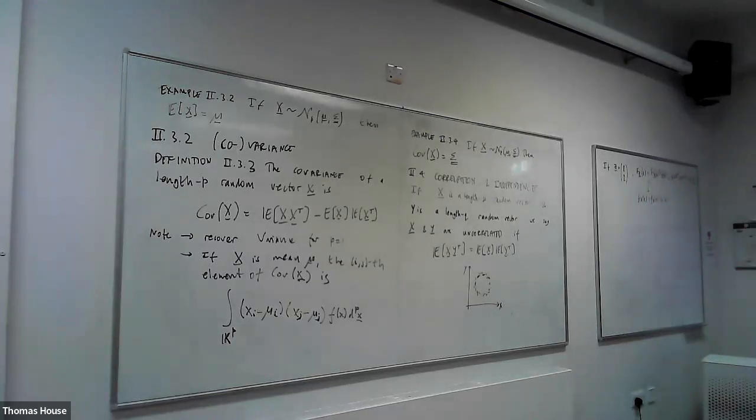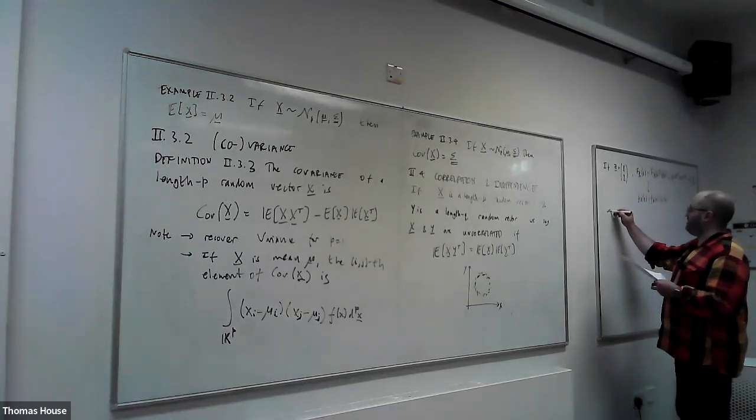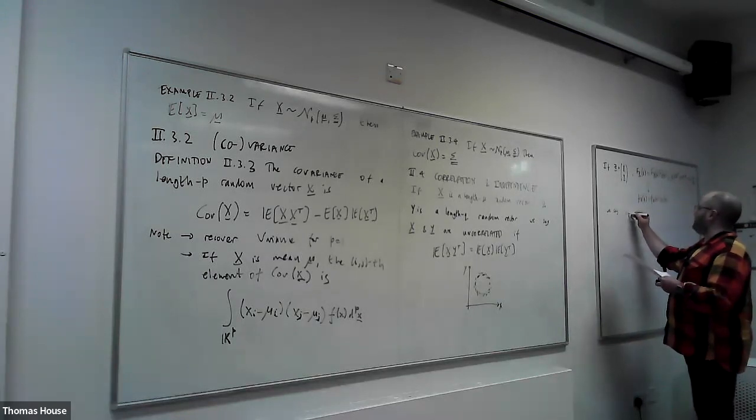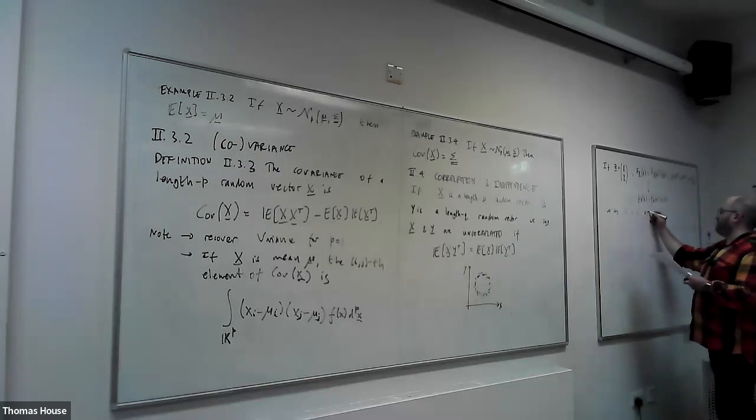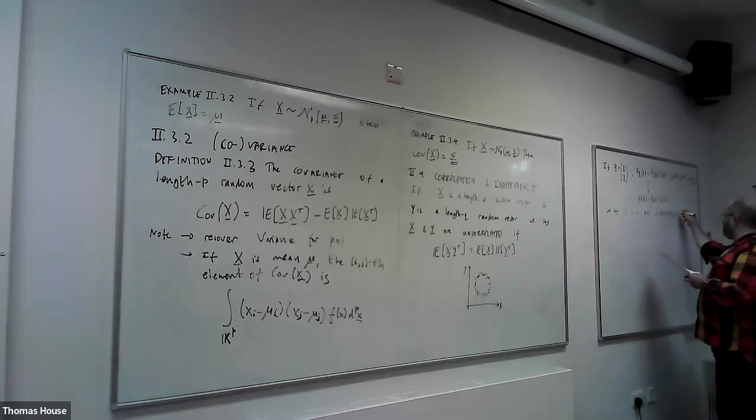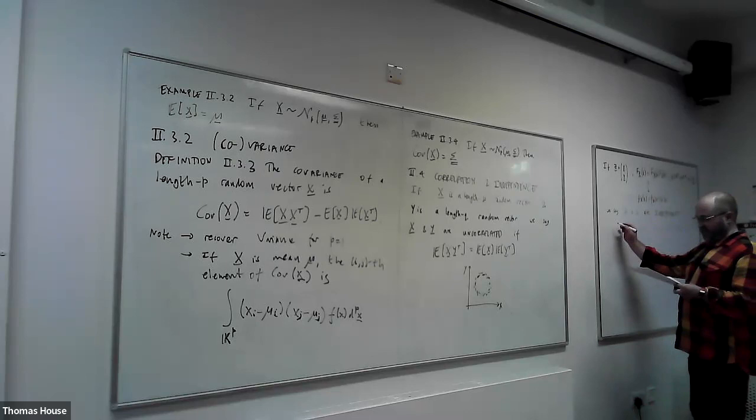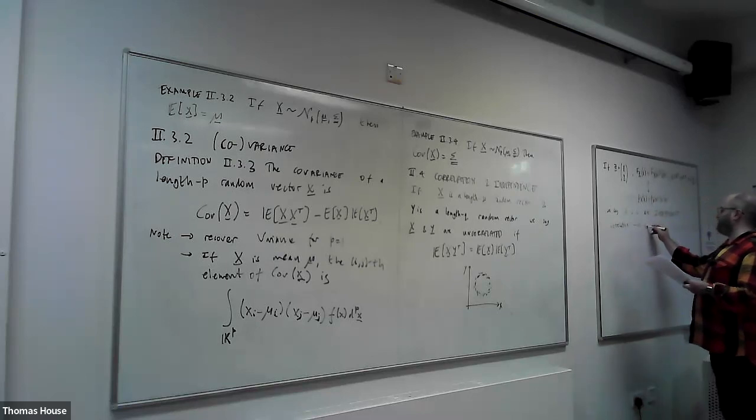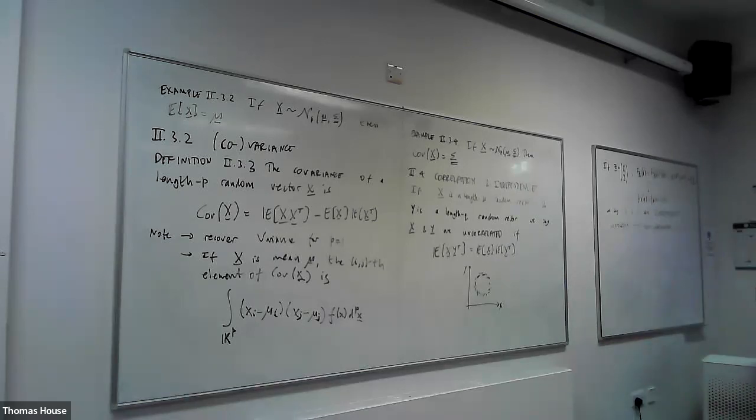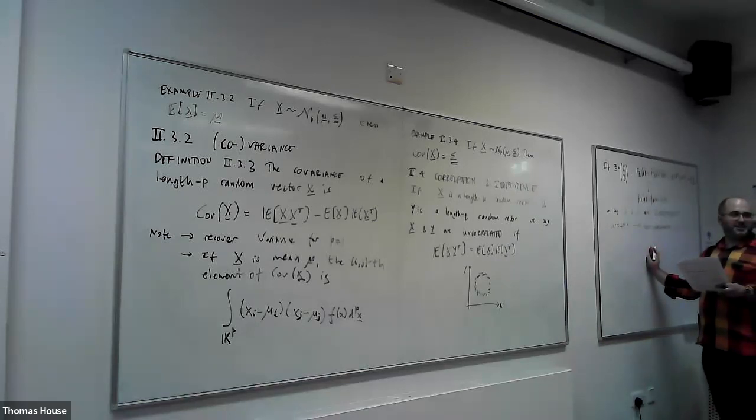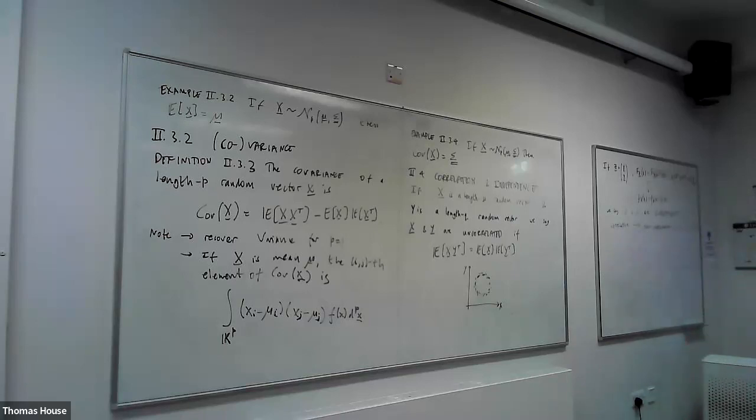Close to the same. Then if that holds, we say that X and Y are independent. Okay. And so note, correlation implies non-independence. But independence doesn't imply correlation. It's not an if and only if.